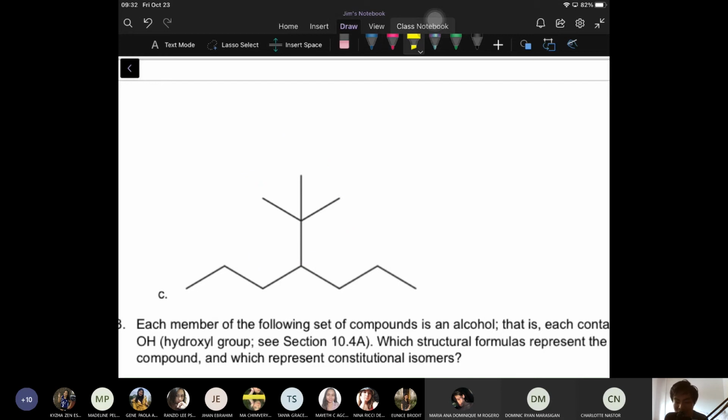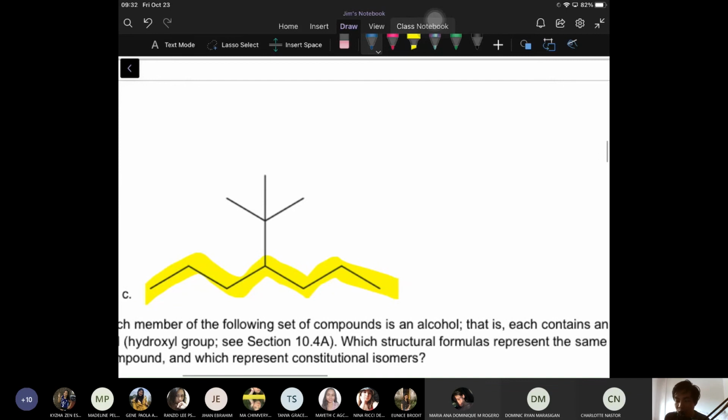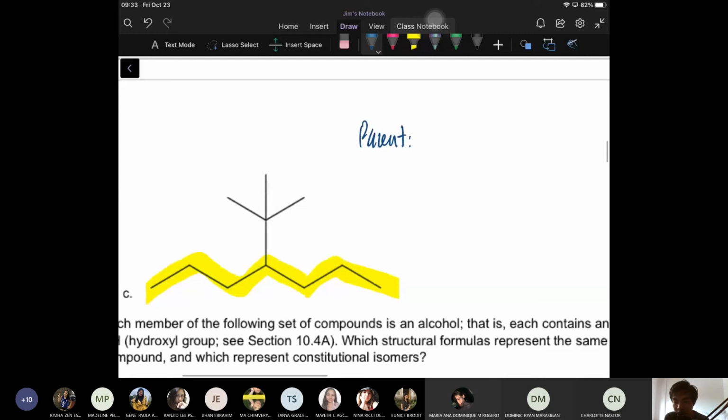So identify your parent chain. Is this your parent chain? Tignan natin. 1, 2, 3, 4, 5, 6. So 6 lang doon. Is this your parent chain? 1, 2, 3, 4, 5, 6, 7. O, 7 to. Ito yung better, di ba? Instead of yung pataas. So your parent will be 7, heptane.